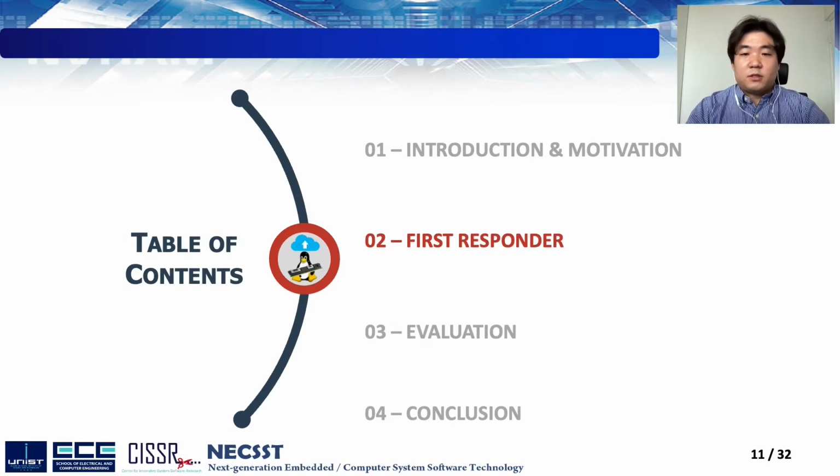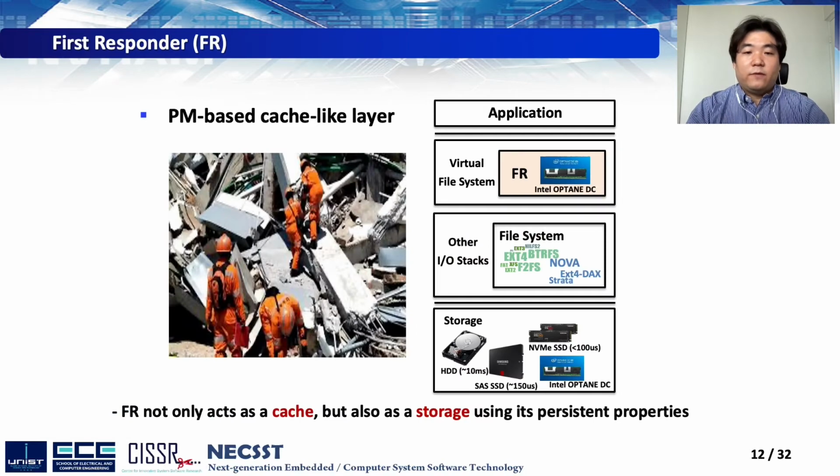We now present the proposed First Responder in our paper. First Responder is a PM-based cache-like layer within the I/O stack. An important thing is that FR not only acts as a cache but also acts as a storage using its persistent properties. We compare and evaluate the performance of the two roles of FR in the later evaluation part.